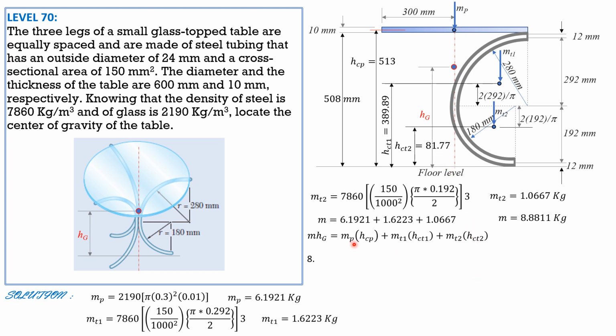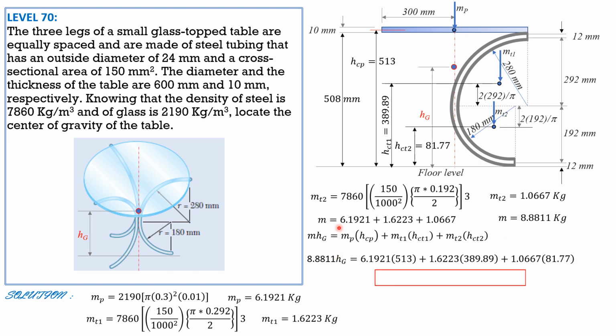Substitute here, 8.8811 HG equals 6.1921 times 513 plus 1.6223 times 389.89 plus 1.0667 times 81.77. So HG therefore is equal to 48.7 mm above the floor. So that's it for this series of problems.